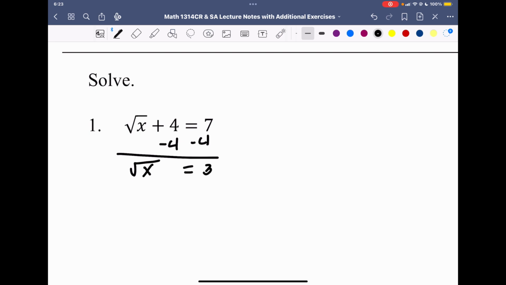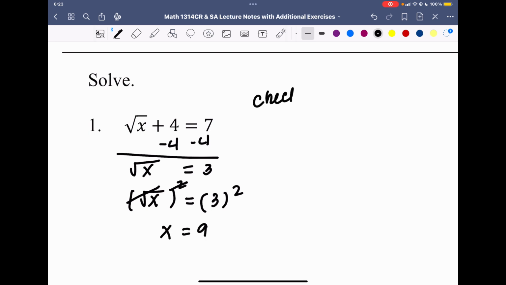And then you're going to go ahead and square both sides. What the squaring does is it's going to cancel out the radical. So then we get x equals 9. And then you have to check your solution.